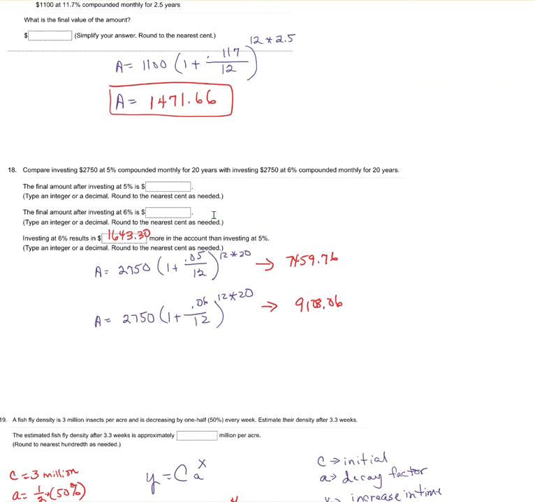1471.66. Number 18, compare investing $27.50 at 5% compounded monthly for 20 years with investing $27.50 at 6% compounded monthly for 20 years. And they want you the final amount after 5%. So if you do 5%, you get $74.59. If you do 6%, so the only thing that changed was the interest rate, you get that. Subtract these two to get this number here. So 74.59 goes here, the 91.03 would go here, and then you subtract them to get the difference.